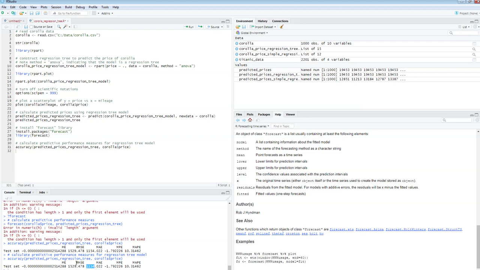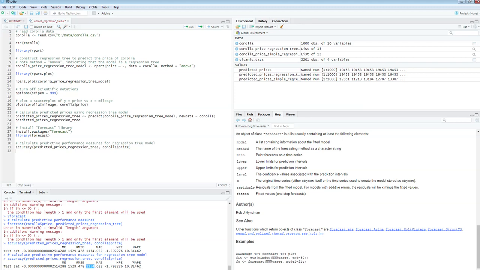RMSE is much more difficult to interpret because it's kind of the same thing as the standard deviation. If I interpret my errors as data points, and I calculate the average error and the RMSE, it's going to be, roughly speaking, an analog of the standard deviation. So sigma for my errors is $1,529.